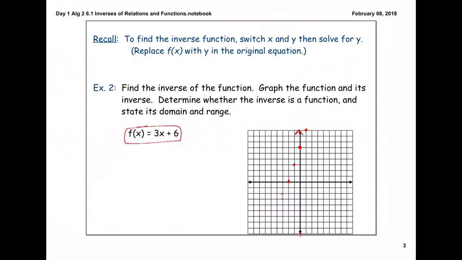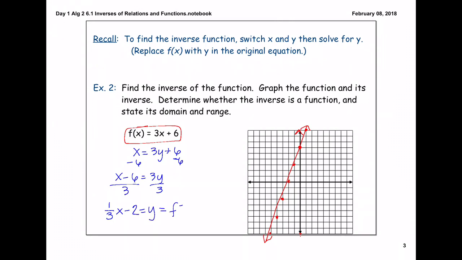So we graphed this linear function. We connect our dots. To find the inverse, we switch our x and our y value. We solve for y using inverse operations. The inverse of multiplication is division, so we get 1/3 x minus 2 is equal to y for our inverse.